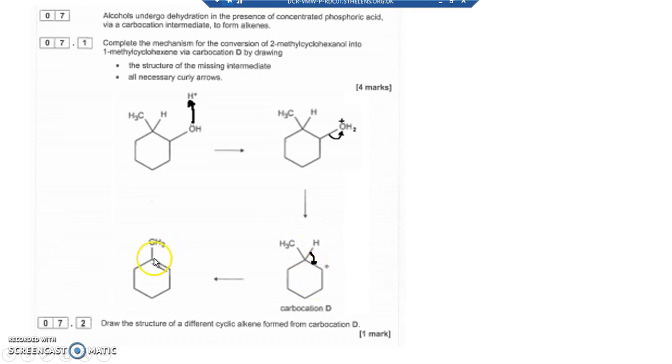So why is an H from this carbon breaking off? Why doesn't an H, instead of from there, come from here and break off and form the double bond there? So the double bond could be here instead.